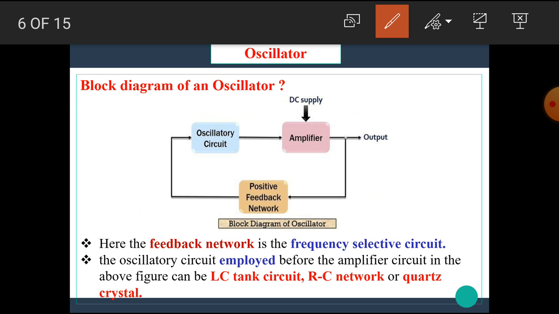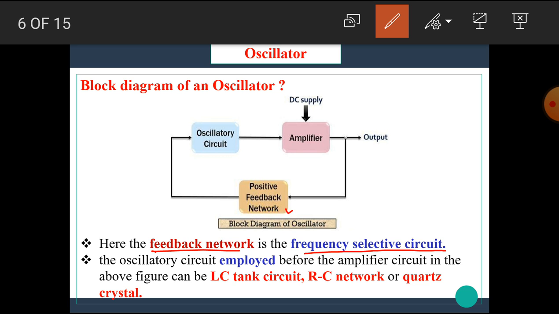Let's see the basic block diagram of an oscillator. In this diagram, we can see there are three blocks. The first one is the oscillatory circuit, the second one is the amplifier, and the third one is the positive feedback network. Note here that no specific input signal is given to the oscillator circuit. Let's see the details of this block diagram. Here the feedback network is the frequency selective circuit. This is the feedback network.